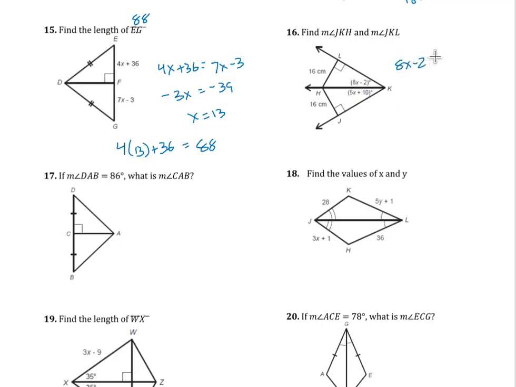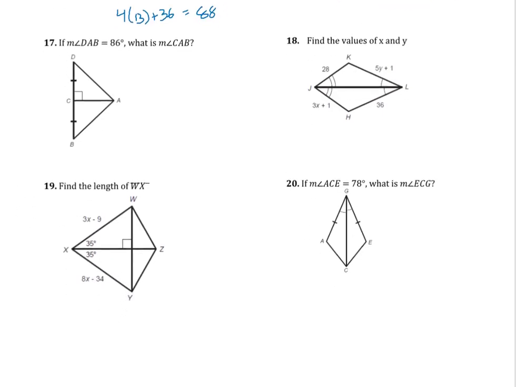For number 16, that angle is bisected, so 8x minus 2 is equal to 5x plus 10. We find out that x is equal to 4. So the measure of the angle is going to be 30. And JKL is going to be twice that, which is going to be 60. DAB is 86 degrees, and it's bisected by CA, so that's going to give us 43 degrees for the measure of CAB. Find the values of x and y.